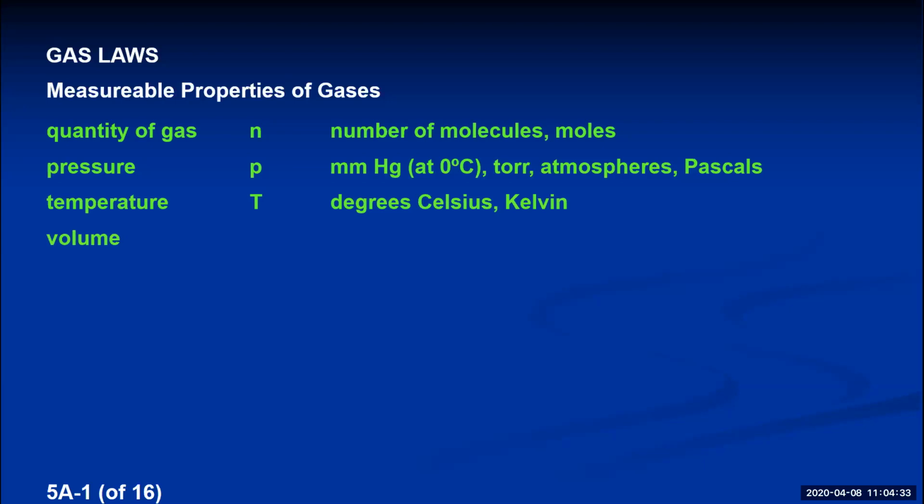And then finally, something else we can measure about gases is their volume. We use capital V to represent volume. Lowercase v is often used for velocity, so capital V for volume. And we can measure a gas's volume in any volume unit like liters or milliliters.